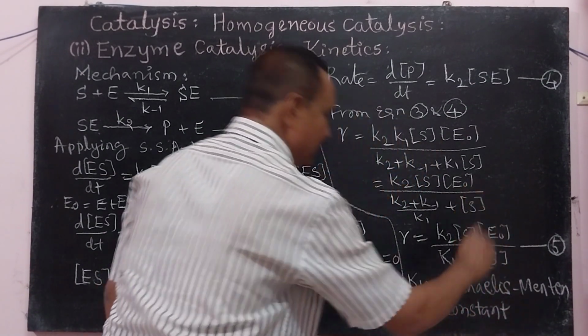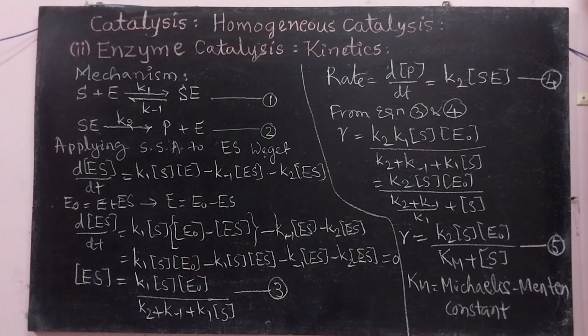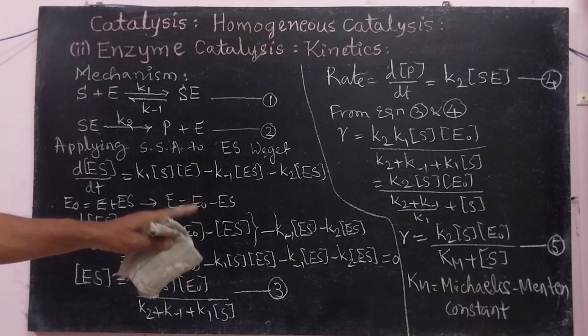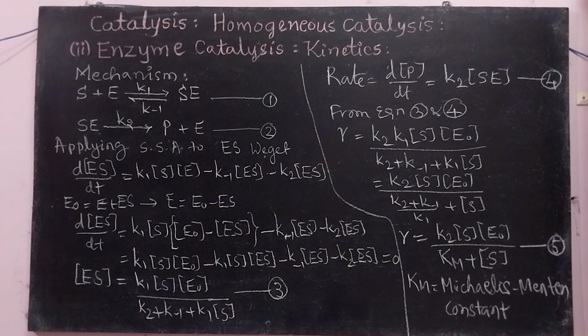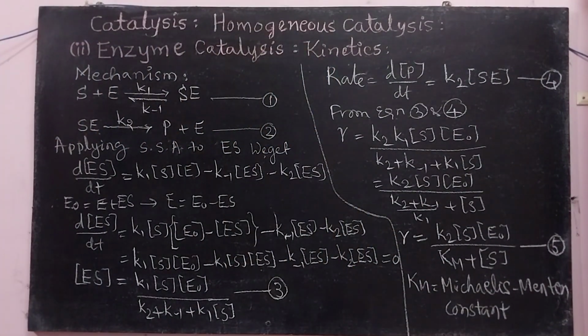Michaelis-Menten constant. And equation 5 is known as the Michaelis-Menten equation. That is, rate equals K2 into concentration of substrate into concentration of E0, divided by Km plus S. This is the expression for the rate of the enzyme catalyzed reaction derived according to Michaelis and Menten.